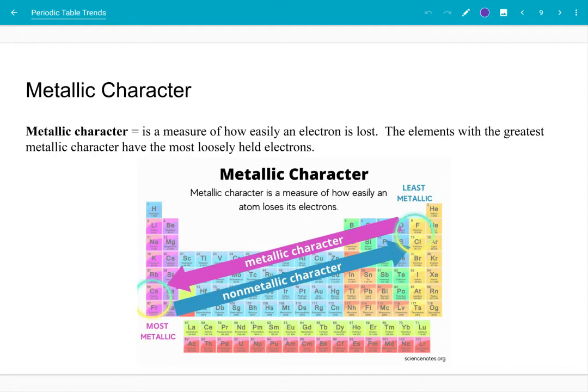Next trend is metallic character. So that's related to that reactivity. Again, notice it's the same trend. Francium is the most metallic, the least metallic being fluorine.